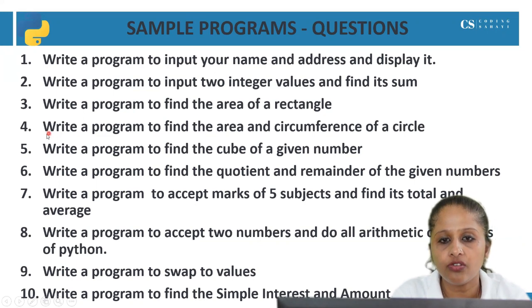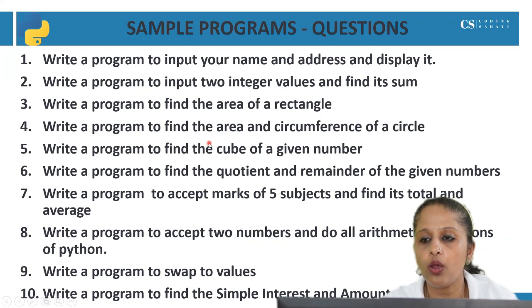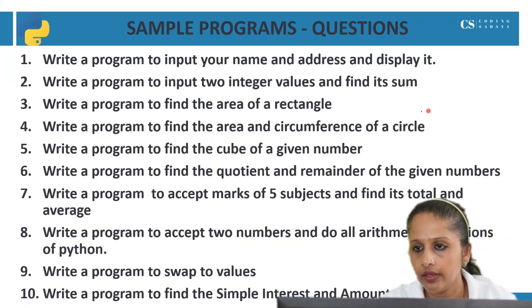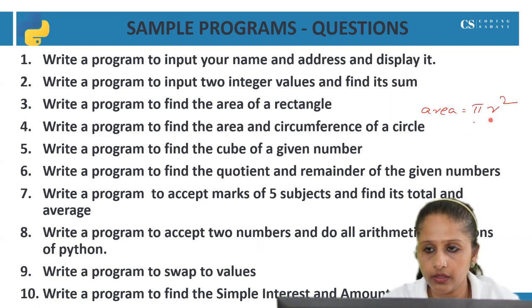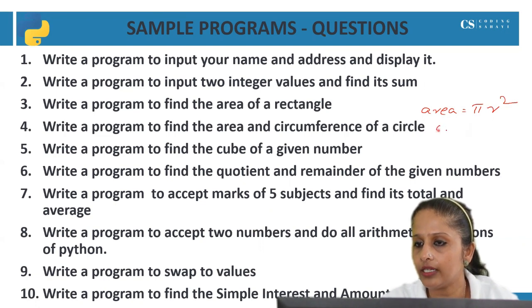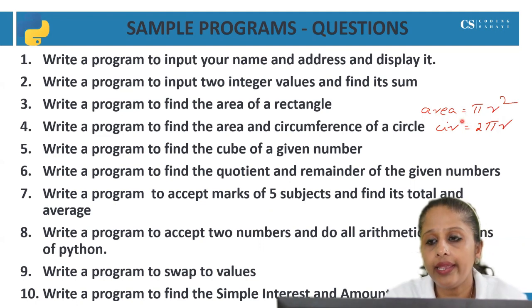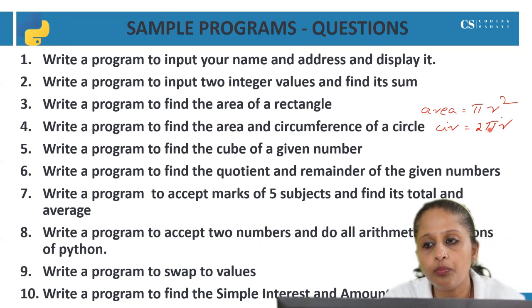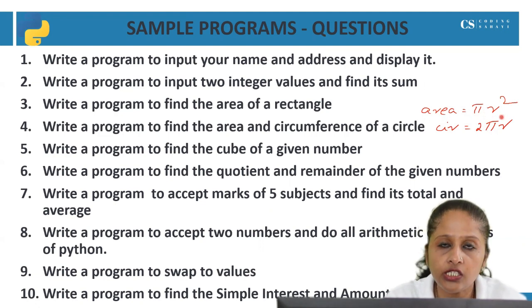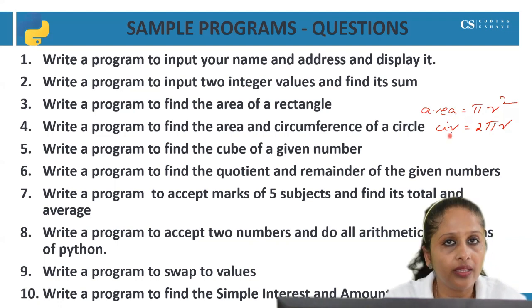So the fourth program is write a program to find the area and circumference of a circle. You know the equations: to find the area of a circle, it is area equal to pi r square, and for circumference it is 2 pi r, that you know, right? So to find the area and circumference you have to input the value r, that is the radius. Enter a radius and find the area and circumference with the same radius.